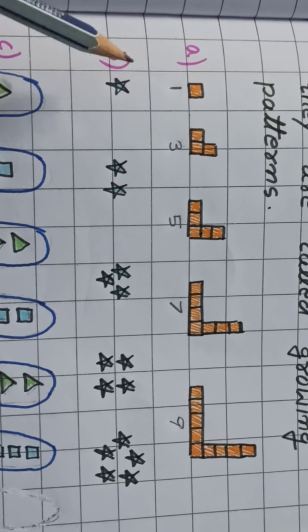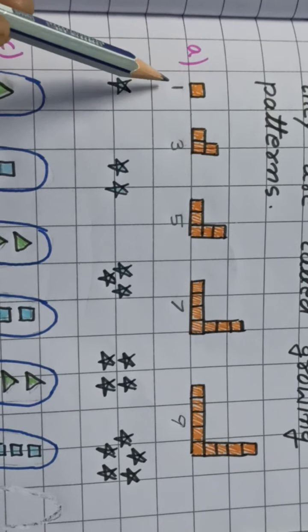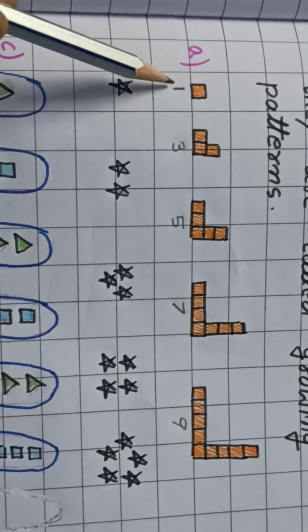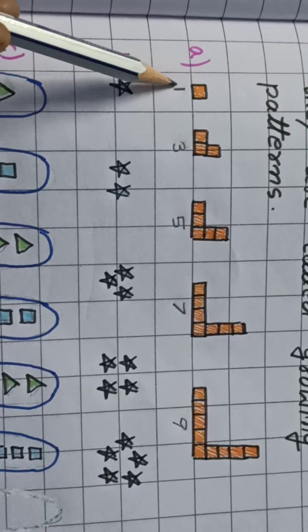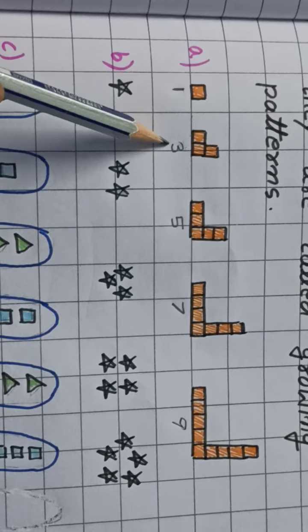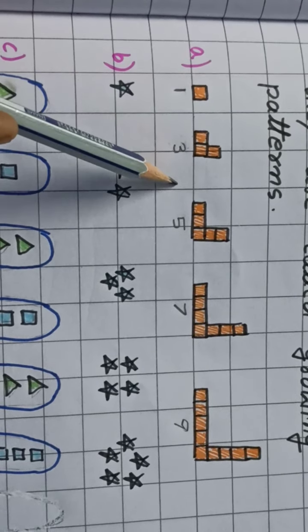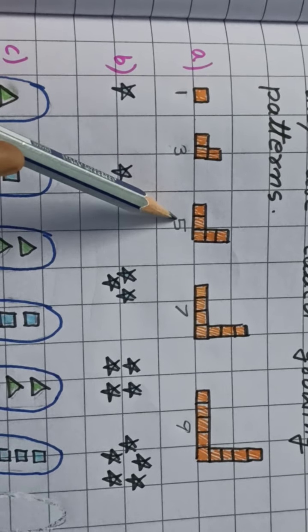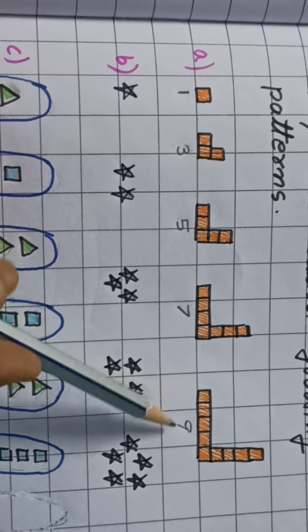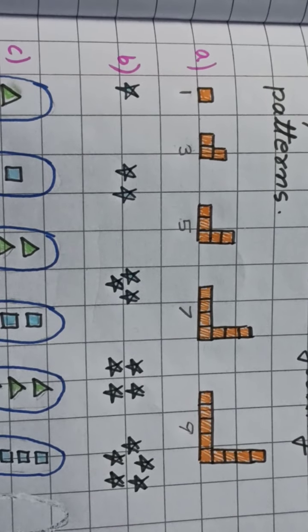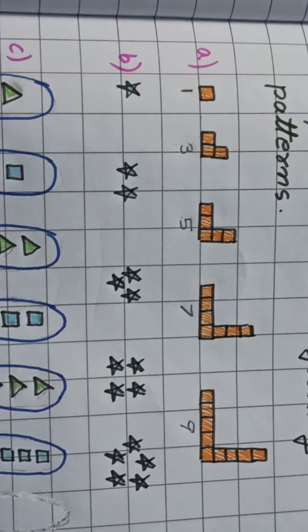So children, you can see here clearly it is growing. Here is 1, then 3 blocks here. Then 5, then 7, then 9. So can you tell me how many blocks will come next?